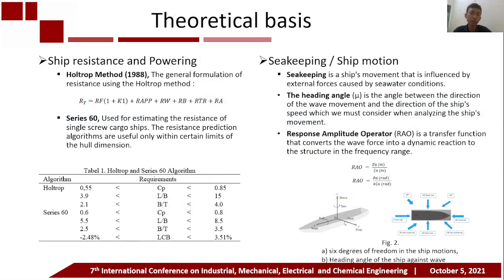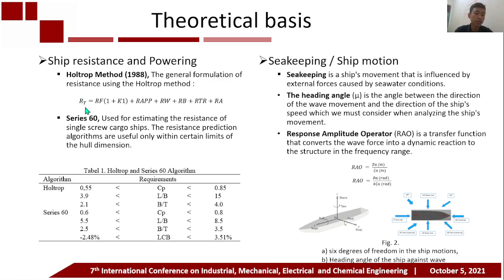Then we go to the theoretical basis. The first chapter is ship resistance and powering. There are several methods to find a ship's resistance. One of them is the Holtrop method. The general formulation of resistance using the Holtrop method is shown in the formula below.